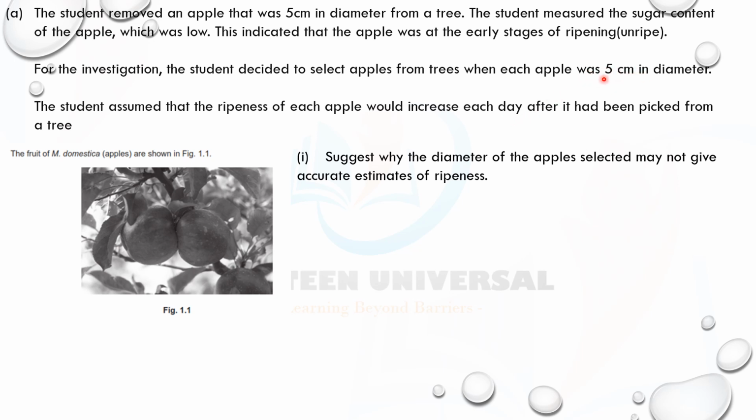So the 5 cm in diameter should affect it. Suggest why diameter of the apples selected may not give accurate estimate of ripeness. So why should the diameter, does diameter affect ripeness? Is this an independent variable? Does this 5 cm diameter, size, affect this ripeness? Is this an independent variable that affects this dependent variable, ripeness?